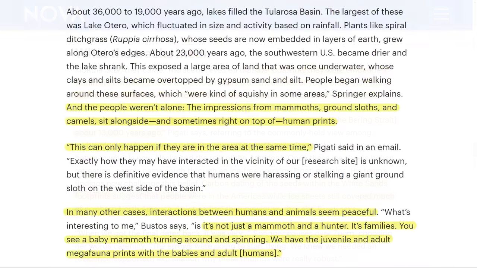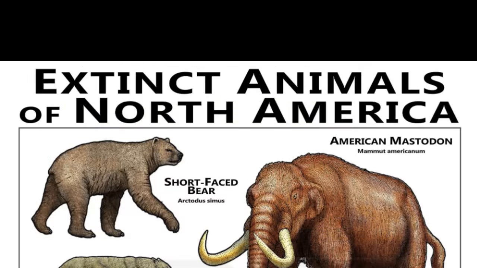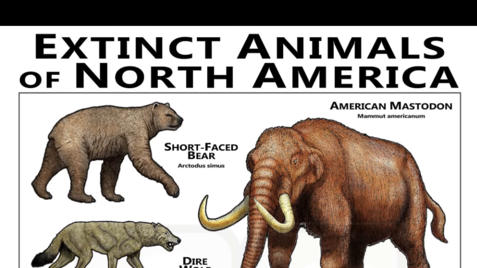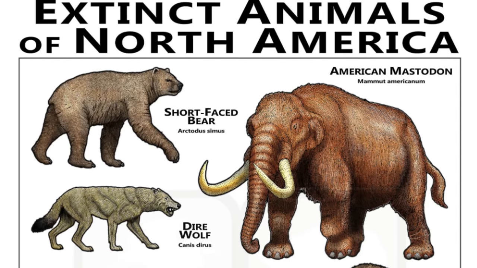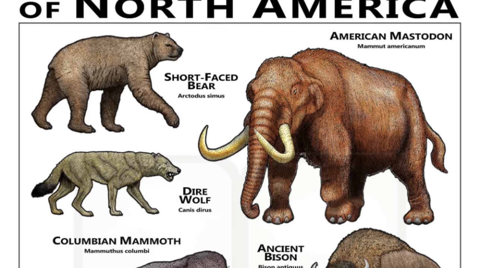And as it says here in this article, the human footprints were found alongside giant sloths, camels, and mammoths. And if we continue on here, it says that in many cases, interactions between humans and animals seem peaceful. That's really fascinating. I mean, just think about what it might have been like back then. You'd be out there wandering around the edge of the lakeshore, surrounded by these massive animals, which today are extinct. And it seems like most people have no idea just how many different species of megafauna were living in North America just 10 or 15,000 years ago.